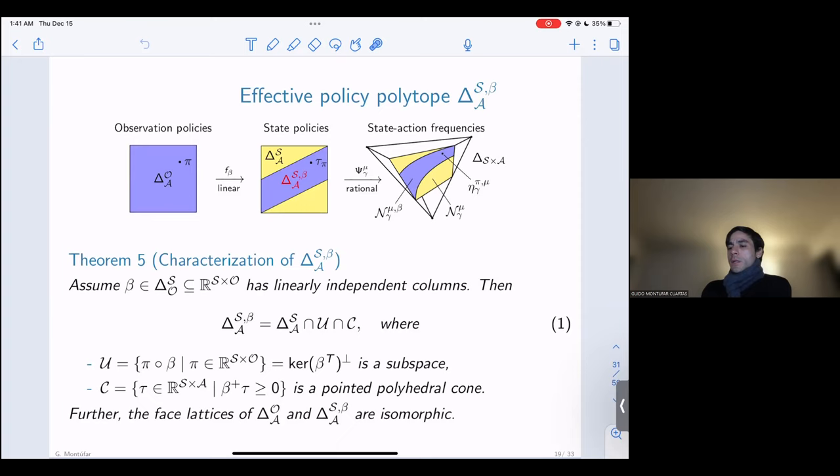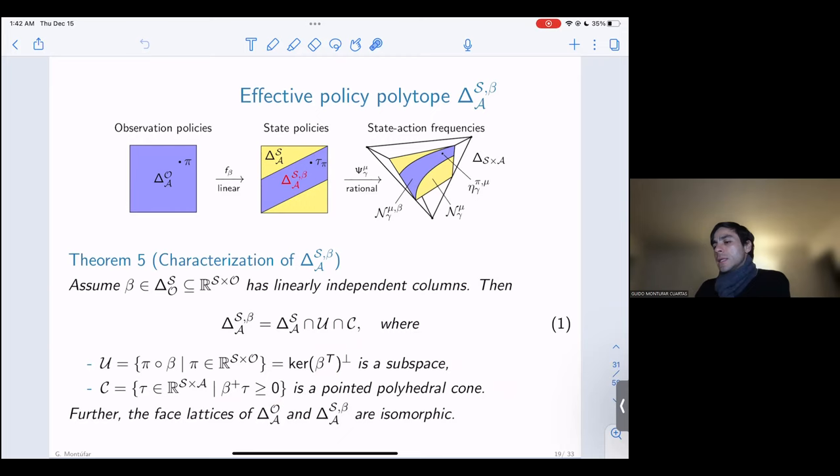Here, for the sake of obtaining an explicit description, we will assume that this observation is a stochastic matrix that has linearly independent columns. Nonetheless, the later discussion applies also for other cases. And in this case, we can describe that set of effective policies in this way. It's going to be the intersection of the state policies, the yellow set, with two types of constraints. One is this linear condition that has something to do with the kernel of that matrix of observations. And the other one are linear inequalities, and they are described in this fashion, also depending on the observation. So it gives us that description. And okay, so that's our first step.